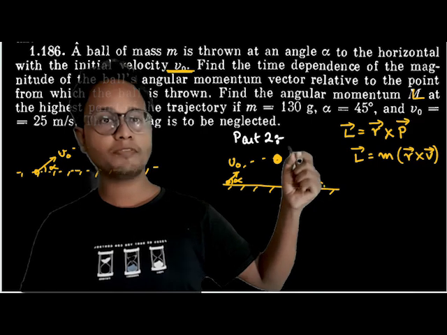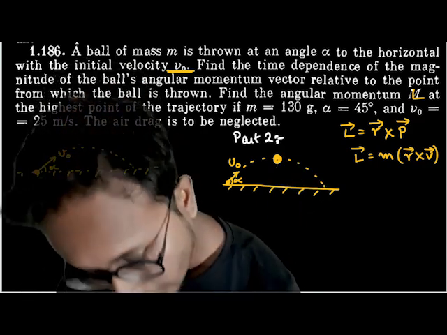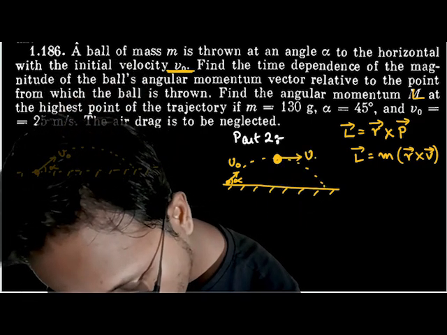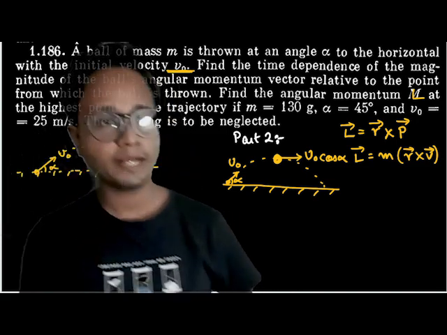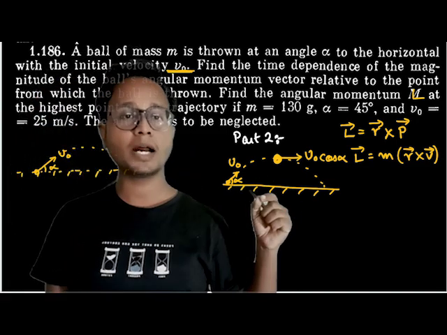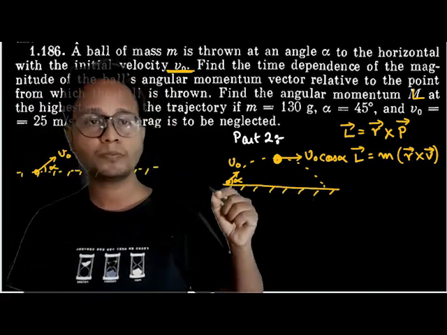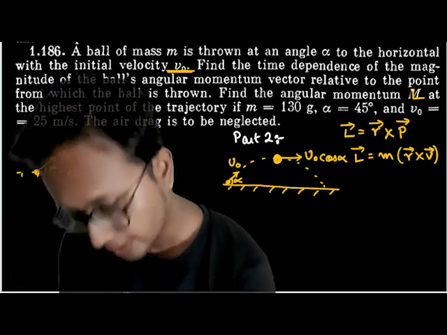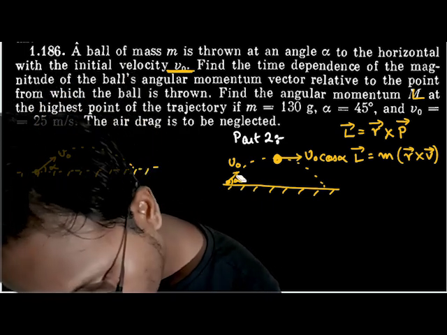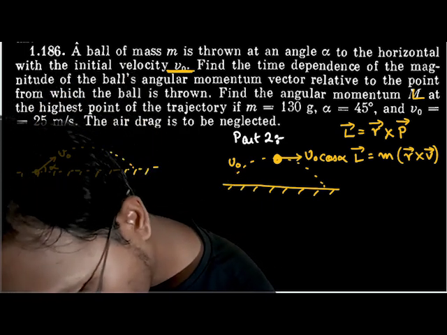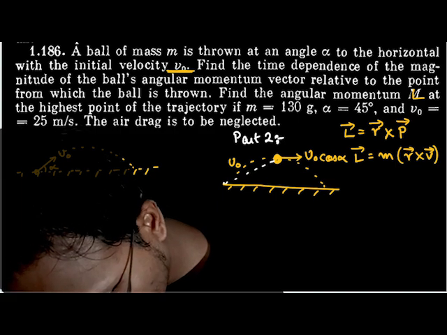Okay. So what is the velocity at the topmost point? The velocity at the topmost point is nothing but V cos alpha, or V naught cos alpha. My second question is, what is the value of R? The value of R is nothing but this distance, no? This distance. So this is the value of R. So if I say it properly, this is the R vector.